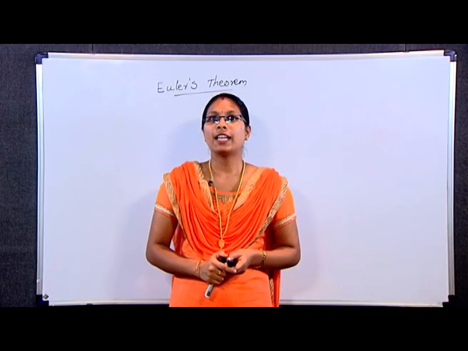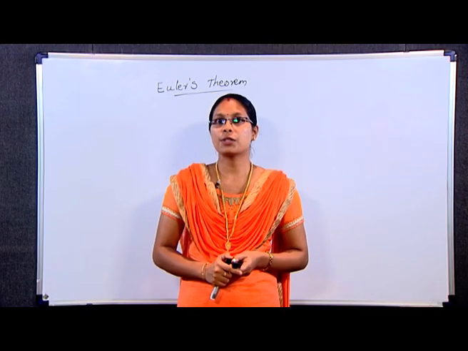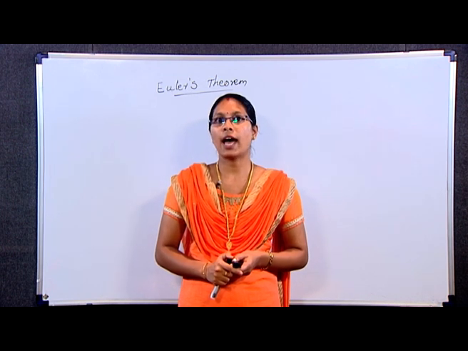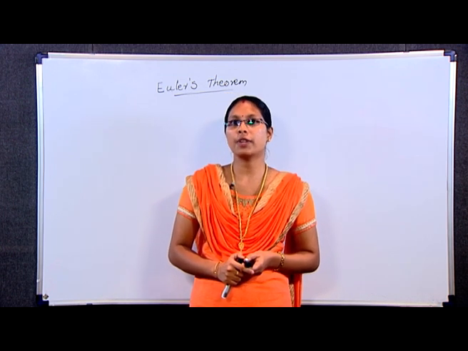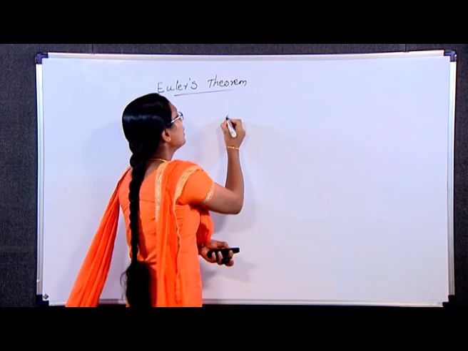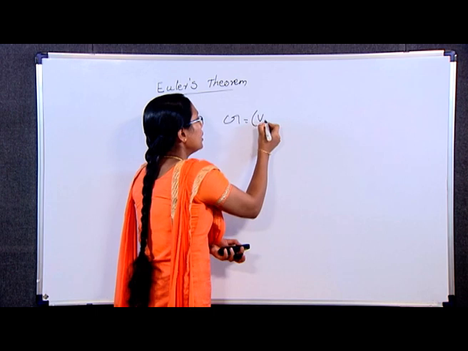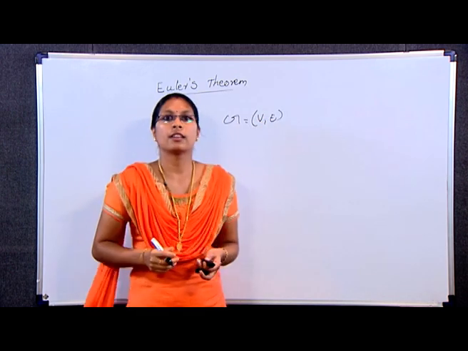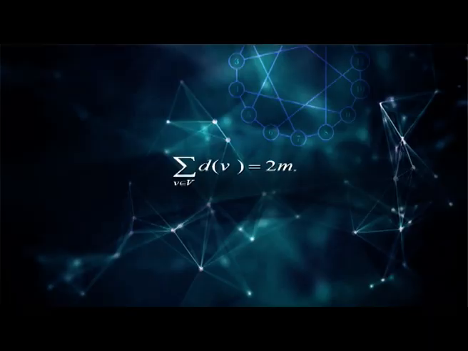Euler's theorem. The sum of the degrees of the vertices of a pseudograph is an even number and equal to twice the number of edges. In symbols, if G equal to (V, E) is a pseudograph, then the sum over v belonging to V of d(v) equals 2m.